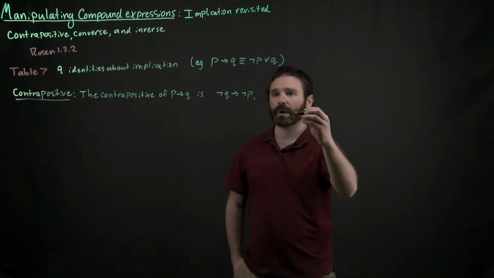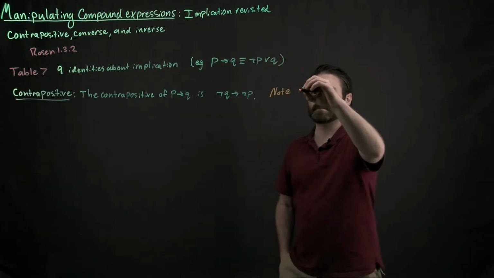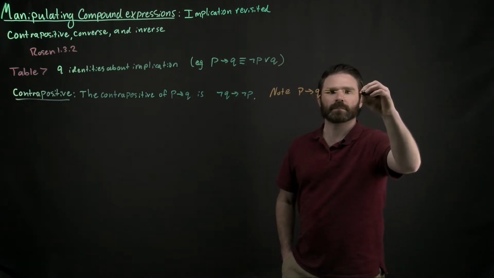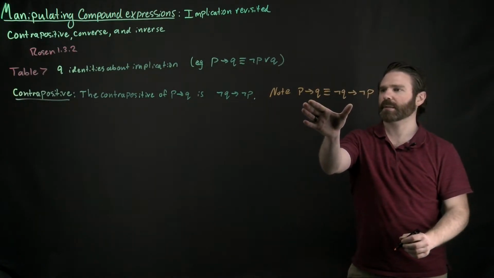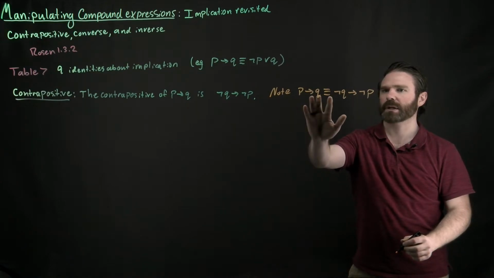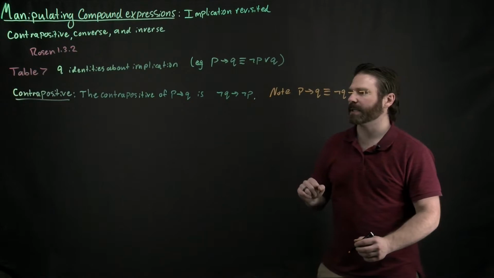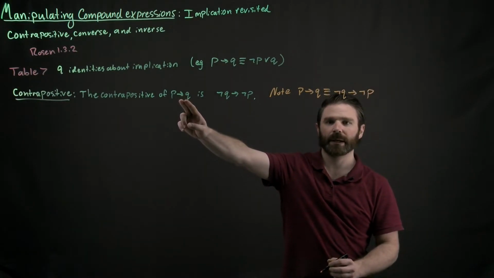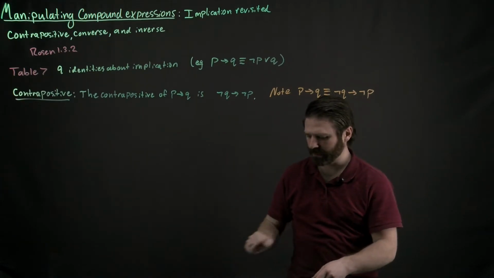And I'm going to make a note right here, and this note is actually a claim. So this claim is P implies Q is logically equivalent to the contrapositive. So the definition of the contrapositive: if our original statement is P implies Q right here, then the contrapositive is not Q implies not P right here.